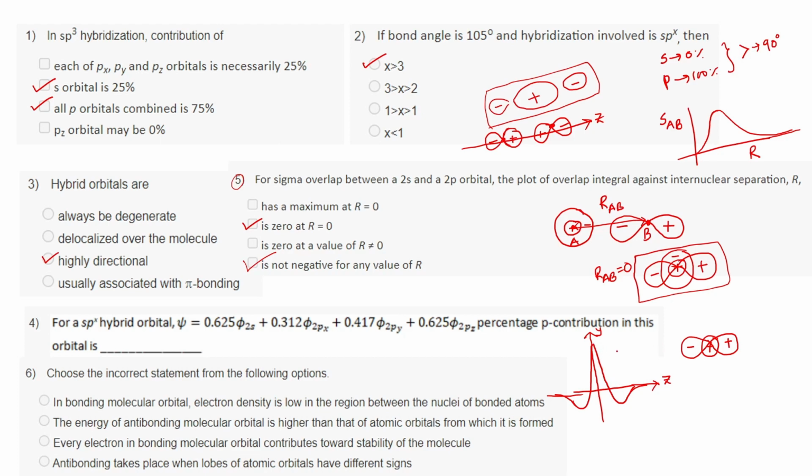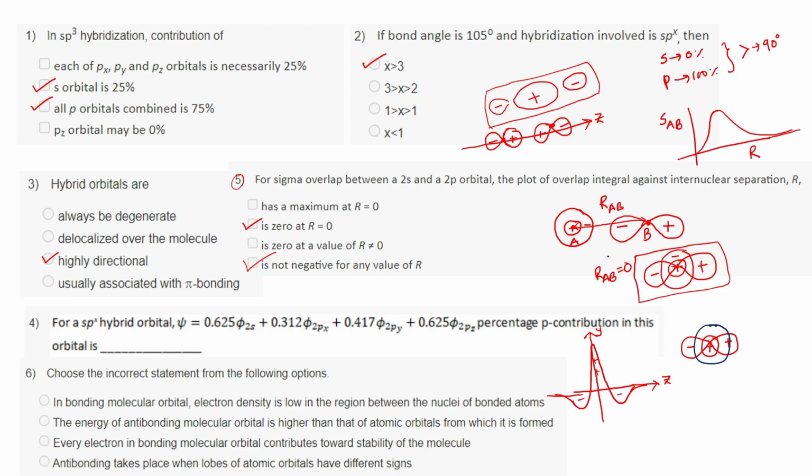At very close to the origin, or very close to the nucleus, if it is 2s and this lobe is plus, then the next lobe is minus, right? So that is what I'm saying. The first lobe is positive and the second lobe I have not drawn yet. Let me use another color for that.